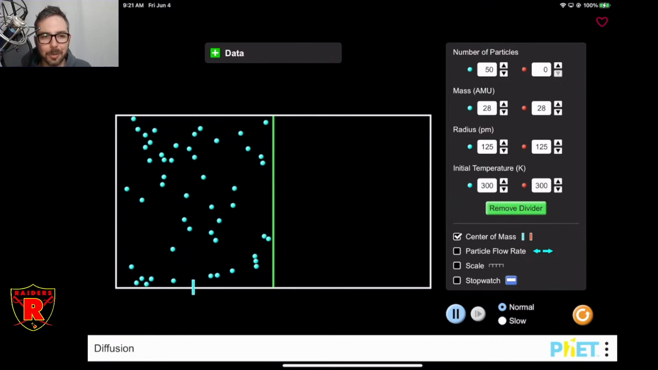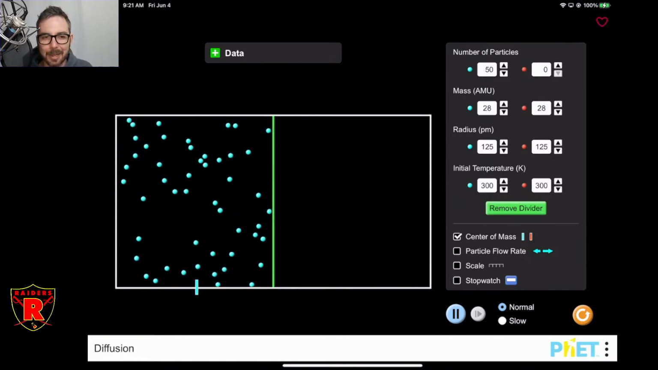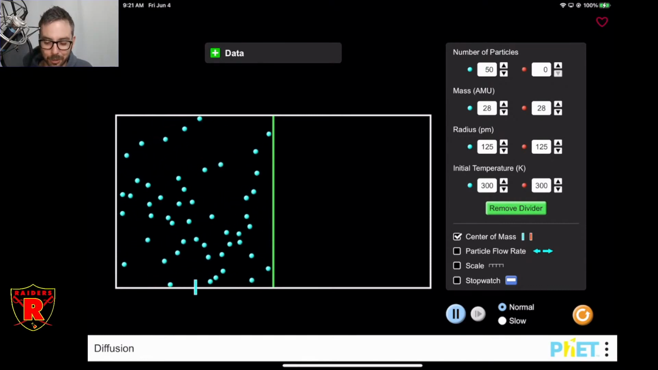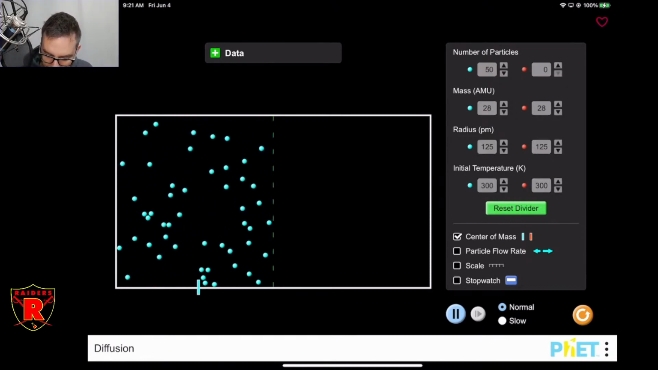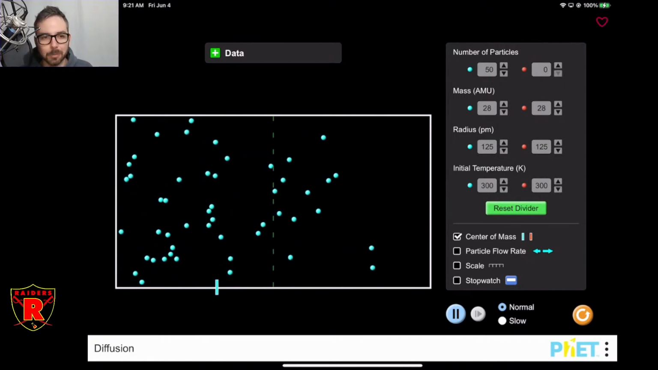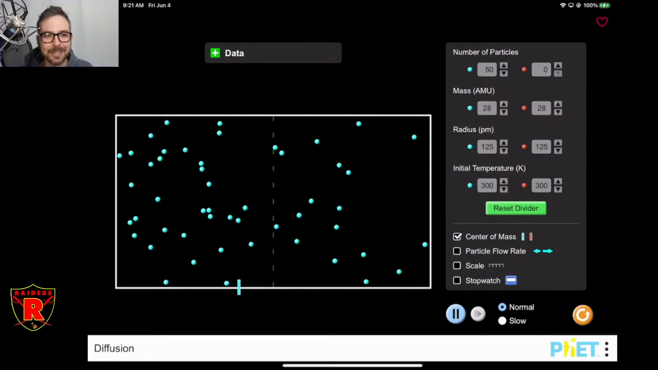All right, Logan, I agree with you. I feel like it's fairly straightforward here to assume that they're going to spread out, right? And so I can do that. I can remove the divider. And then when you do that, well, look at that. They do in fact spread into the other room.